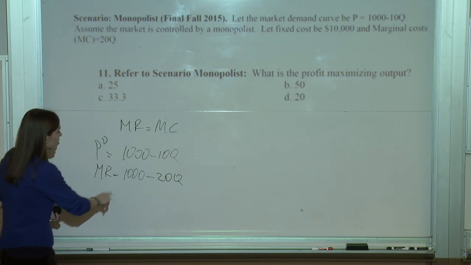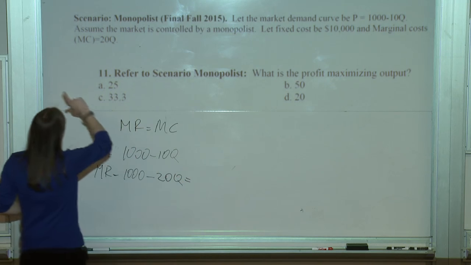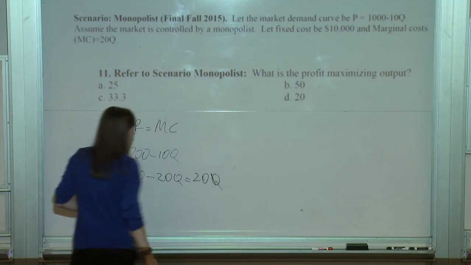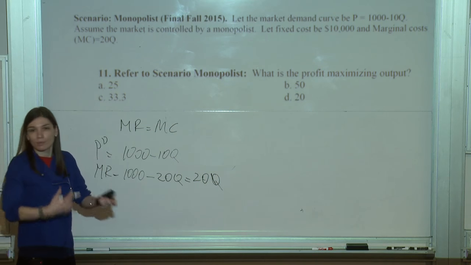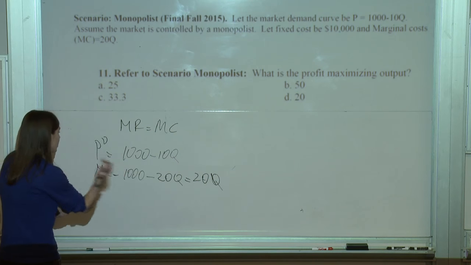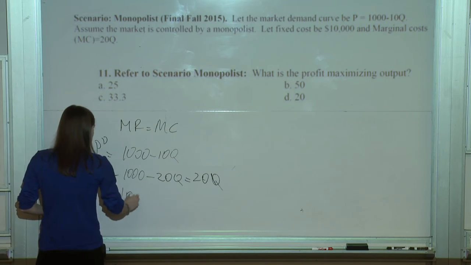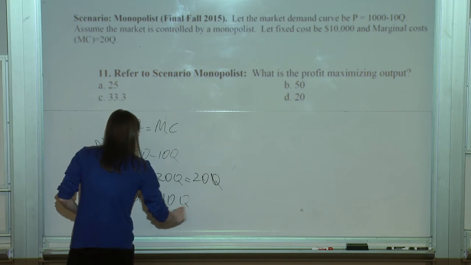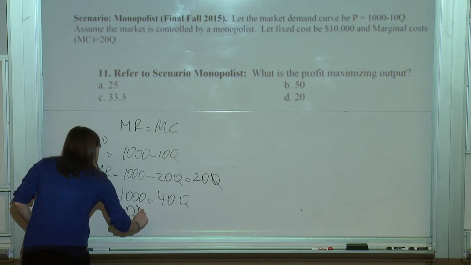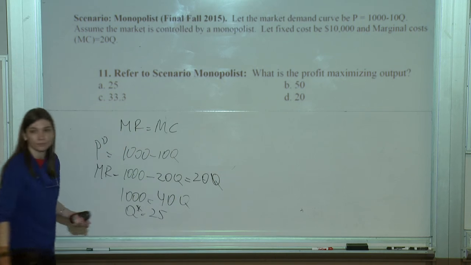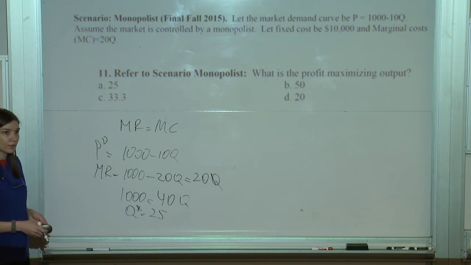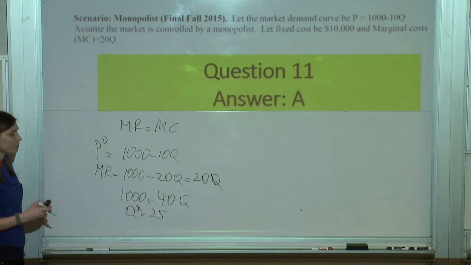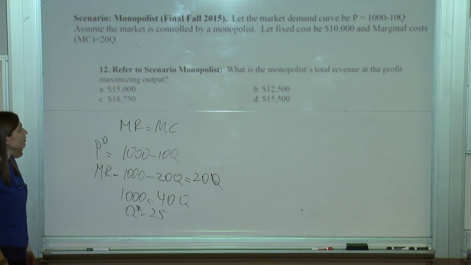All right, now that I know that, I can equate this to marginal cost, which is 20Q, and solve for the quantity. That's going to be my profit maximizing quantity. What is it? 1,000 equals 40Q. So the profit maximizing quantity would be 25. That's answer A. Profit maximizing output is 25.